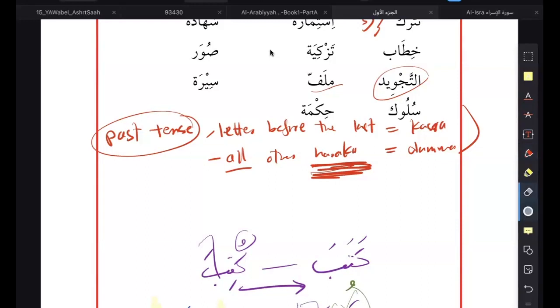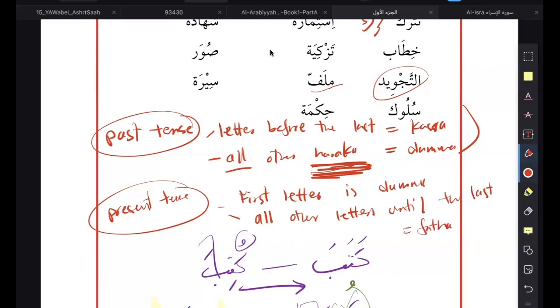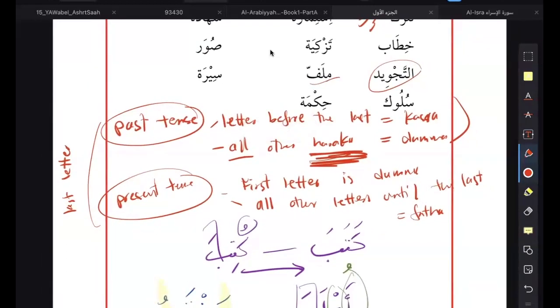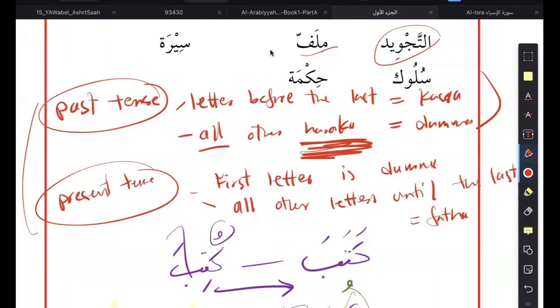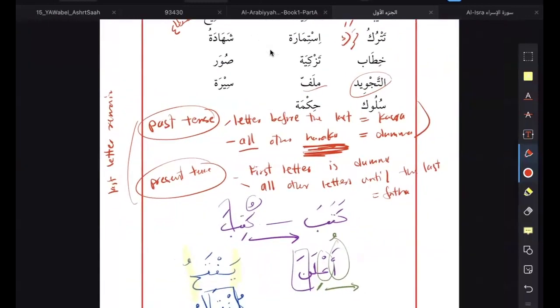Okay? And the present tense is what? Present tense is first letter is dhamma, all other letters until the last are equal to fatha. So here, both of them, the last letter we don't touch. The last letter remains as it is. Makes sense? So we're only interested in the other letters. So as you can see, both of them end up having the first letter into a dhamma.